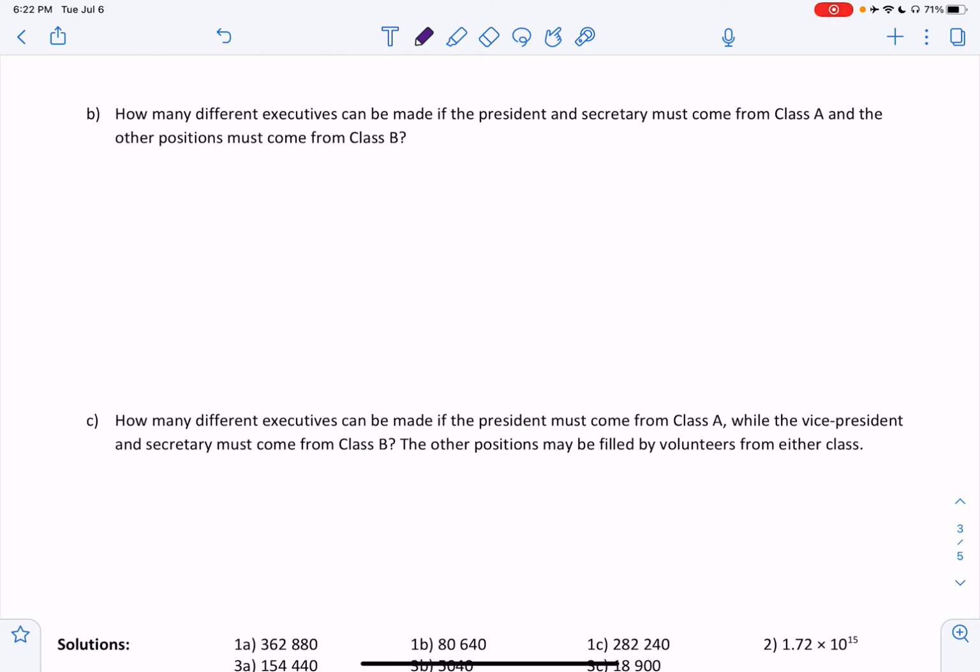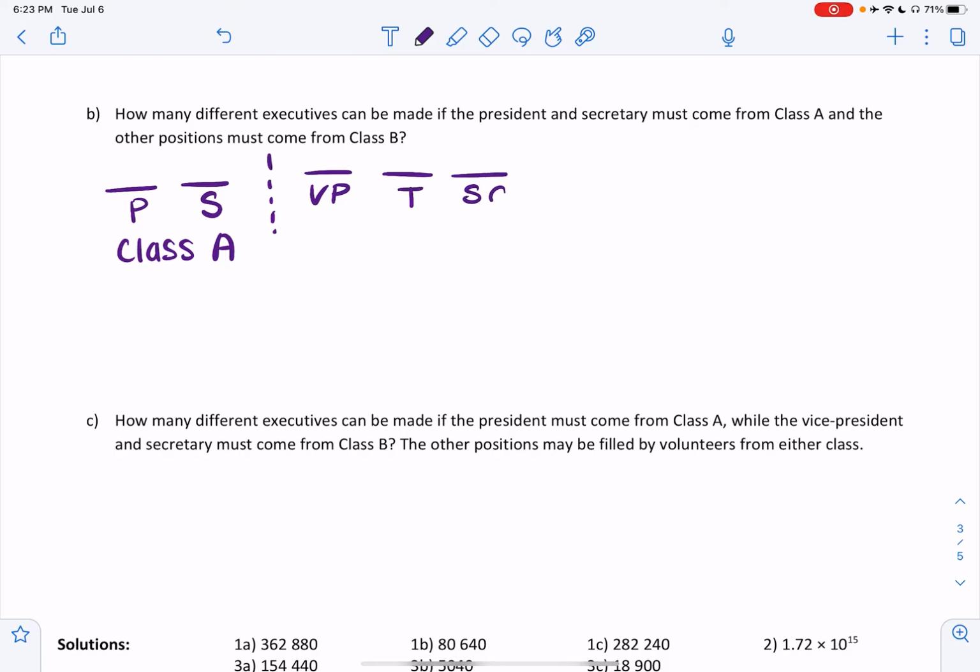So from Class A, we need our president and our secretary. These ones must come from Class A. And then from Class B, we need our vice president, our treasurer, and our spirit coordinator coming from Class B. So from Class A, we have 7 students in Class A. So 7 choices for president, which leaves 6 choices for secretary. Similarly, in Class B, we have 6 students total. So 6 options for the vice president, 5 for treasurer, 4 for the spirit coordinator.